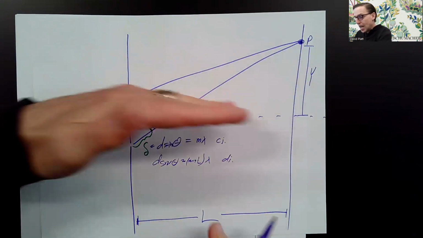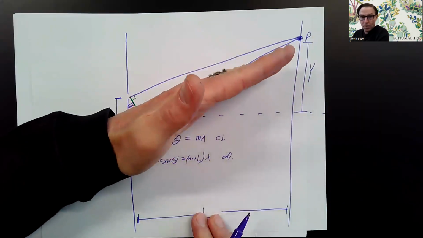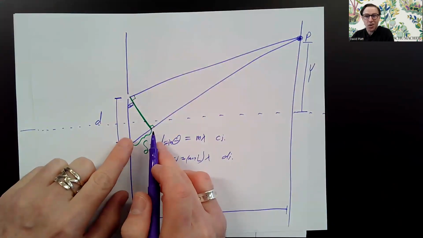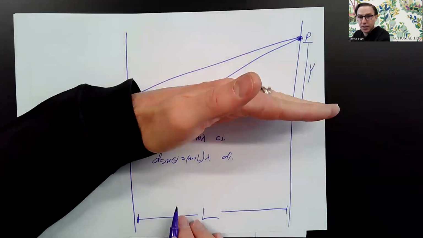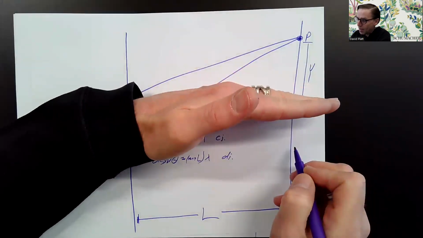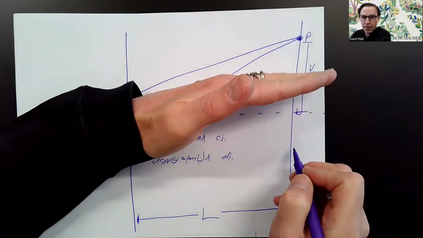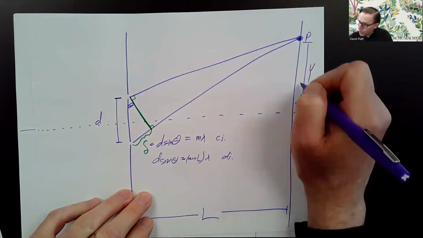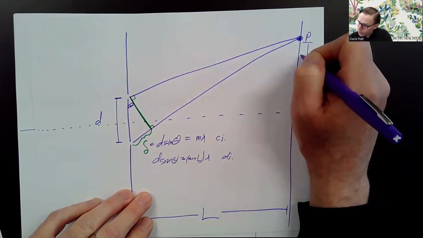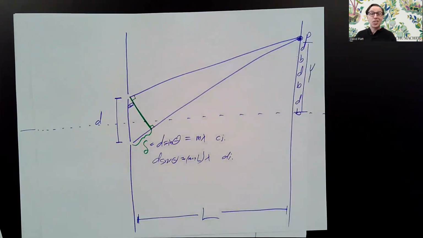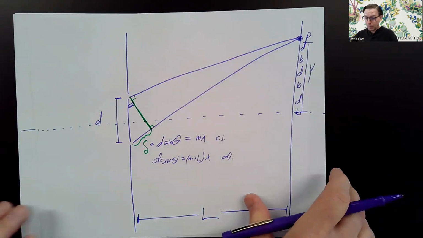And as you can see, as this angle opens up, this path difference gets longer. So I start with a path difference of 0, bright, and then my path difference gets a little bigger, and then a little bigger, and a little bigger, and a little bigger. So I go from bright to dark, to bright, to dark, to bright, to dark. And what I get is stripes.